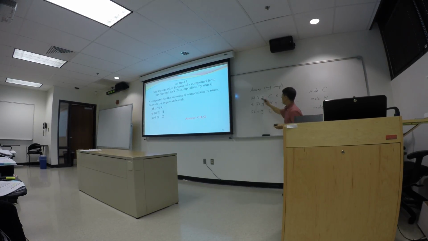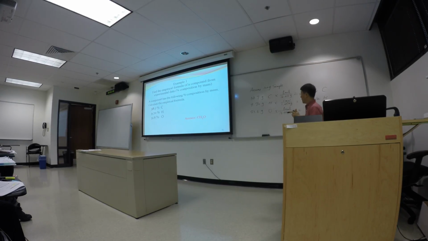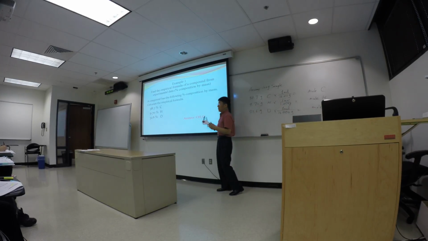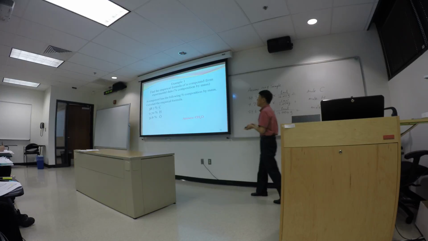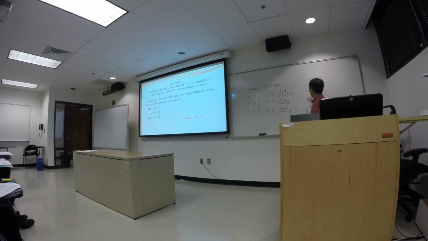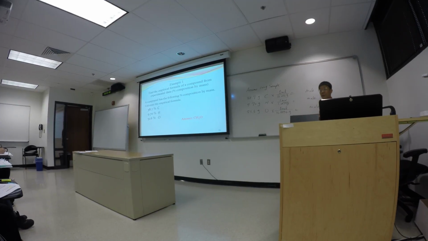So 38 divided by 12 is roughly about 3. 9 divided by 1 is about 9. 51 divided by 16 is roughly about 3. So it's 3, 9, 3. The ratio would be 1, 3, and 1. That's how we determine the empirical formula. If you have questions about how to do this calculation, punch the numbers into the calculator and make sure you get this formula.